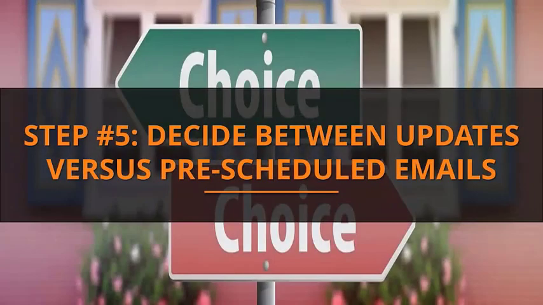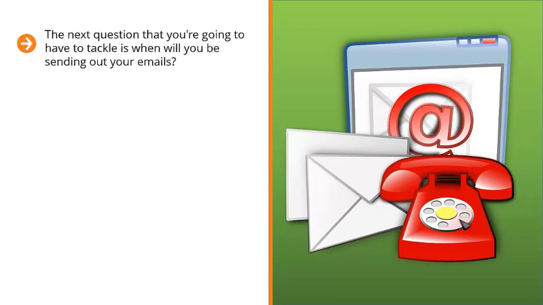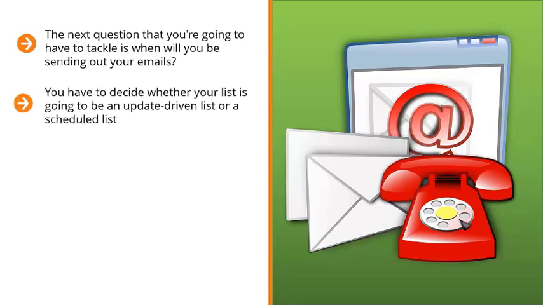Step number 5. Decide between updates versus pre-scheduled emails. The next question that you're going to have to tackle is when will you be sending out your emails? You have to understand that your squeeze page sets up your list members' expectations. If you do things right, your list members should not be surprised that you're sending out emails to them. They should expect this information. You have to decide whether your list is going to be an update-driven list or a scheduled list.